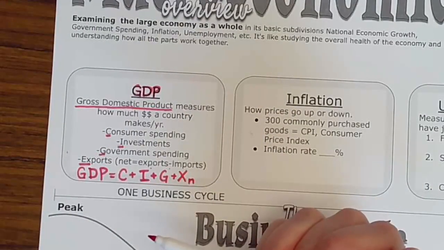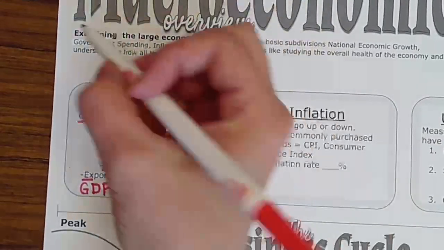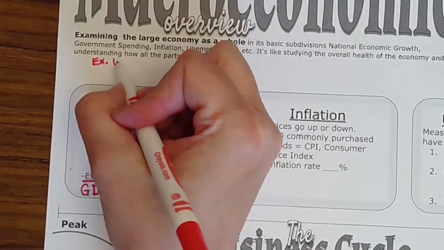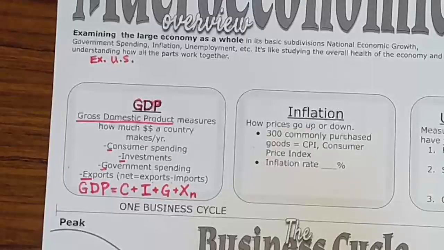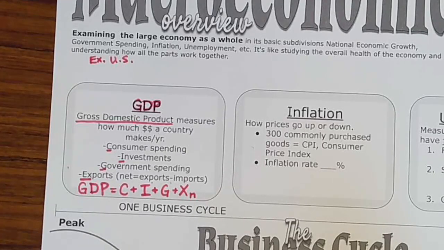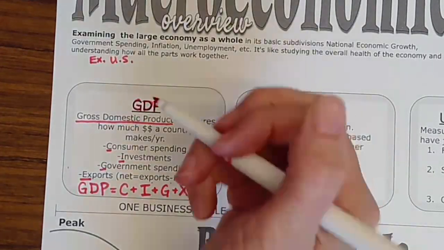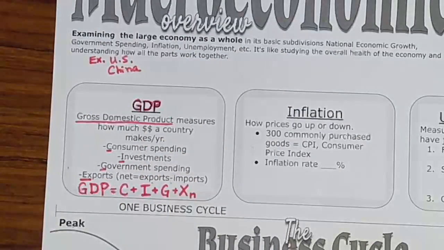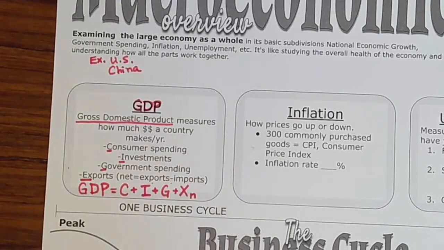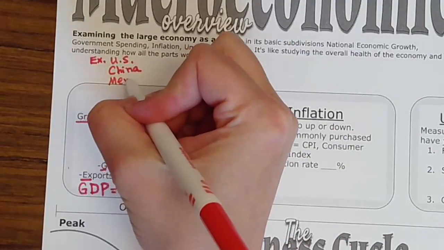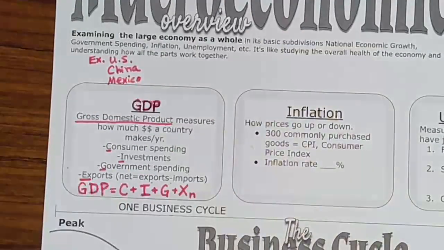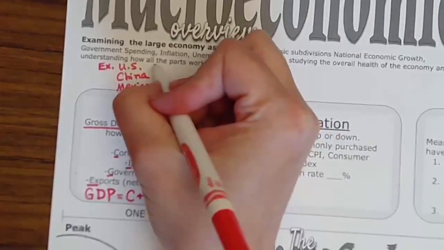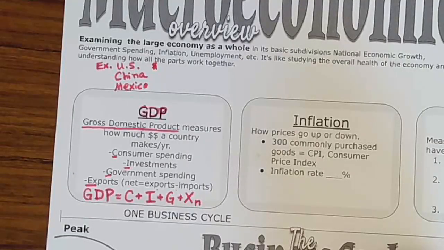So to give you some idea about the GDP, here's a couple of examples we're going to write in. We're going to look at the United States. I don't know if you know or not, but the United States has the biggest GDP in the world. We're also going to look at China, and as I mentioned before, we are often competing with China. And we're also going to look at Mexico, just to know about our neighbor to the south. We're going to use dollar signs because we are going to be comparing this with US dollars.